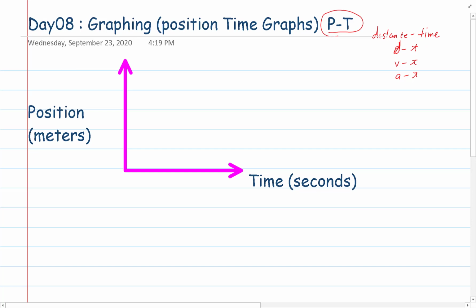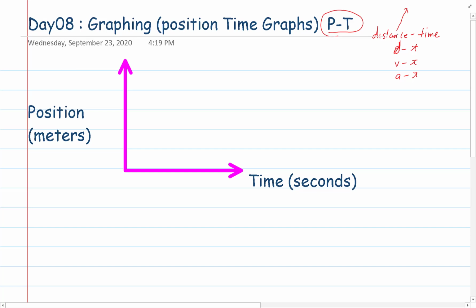Well, distance is how far you have traveled, where position is your location with regard to the origin. Distance is always increasing. If you go to the store that's 2 kilometers away and then come back home, you've traveled 4 kilometers. Distance will never go backwards. But position will go backwards because you're back at home and your position will be 0.